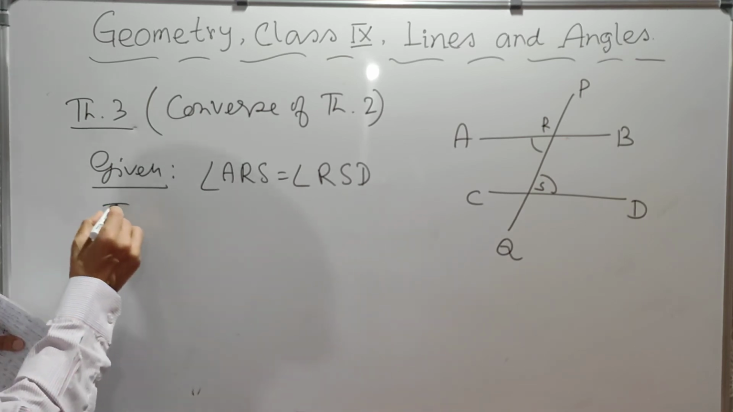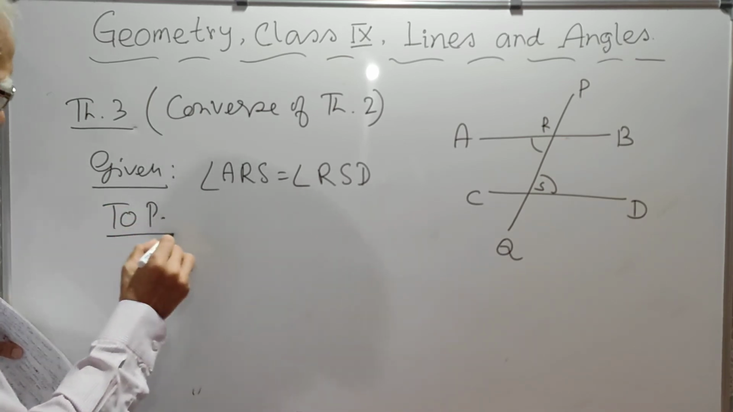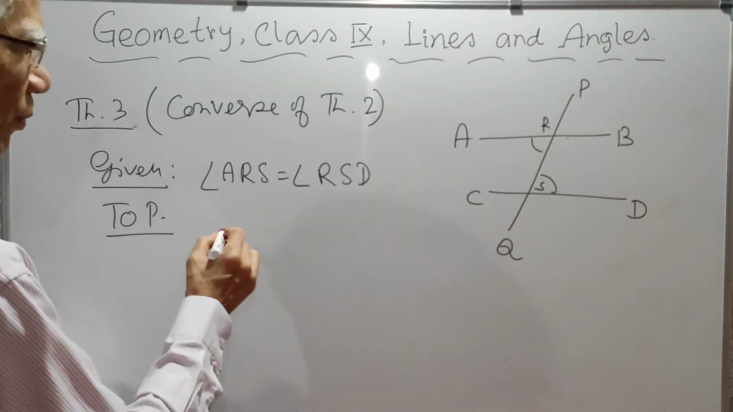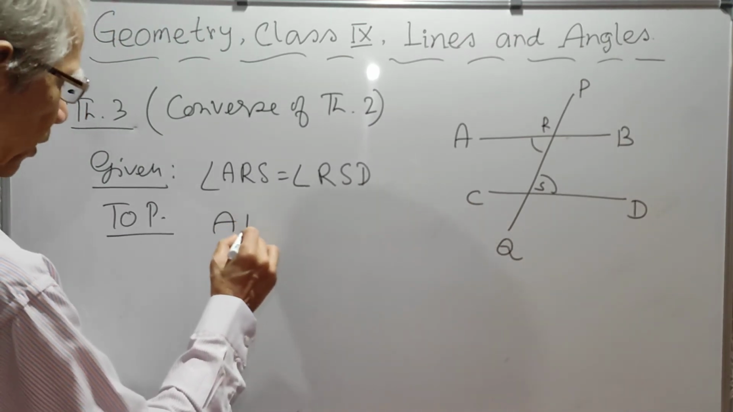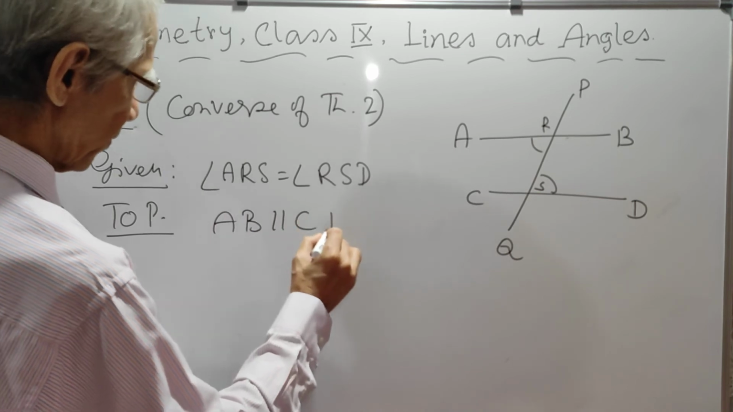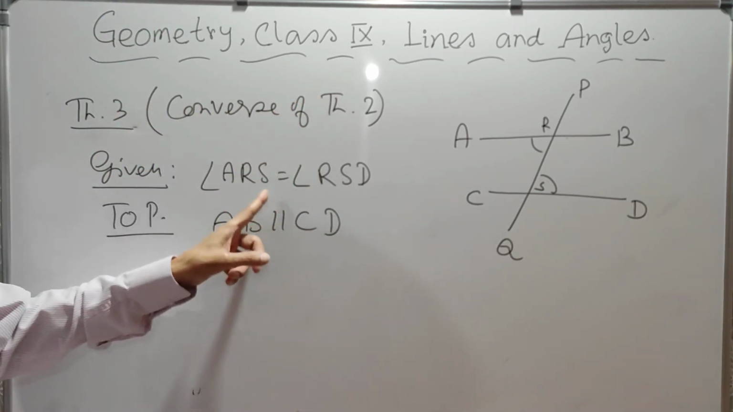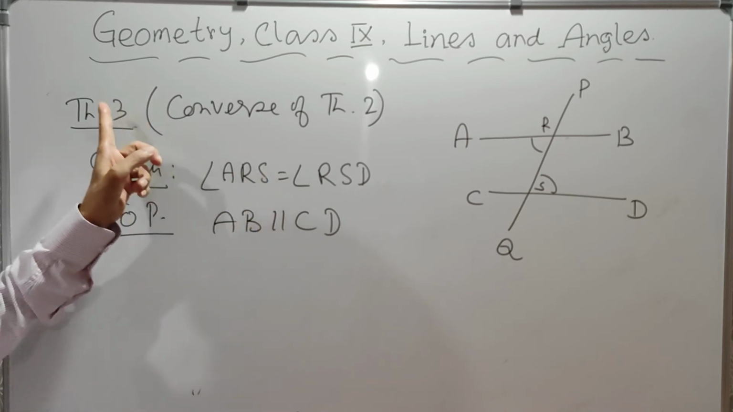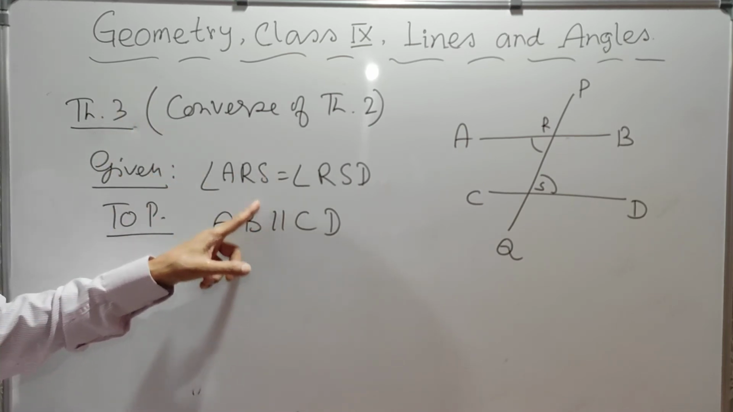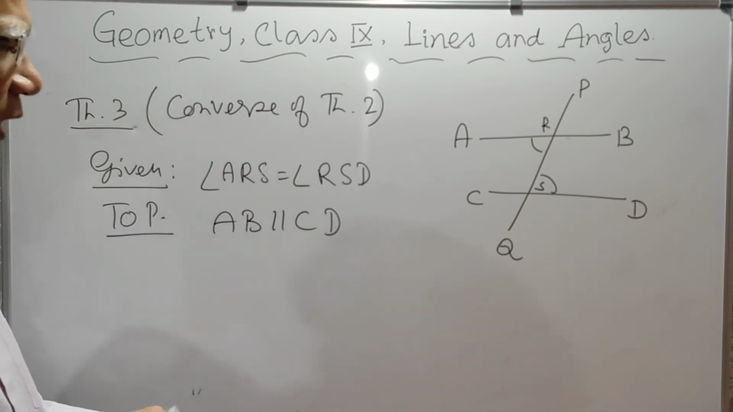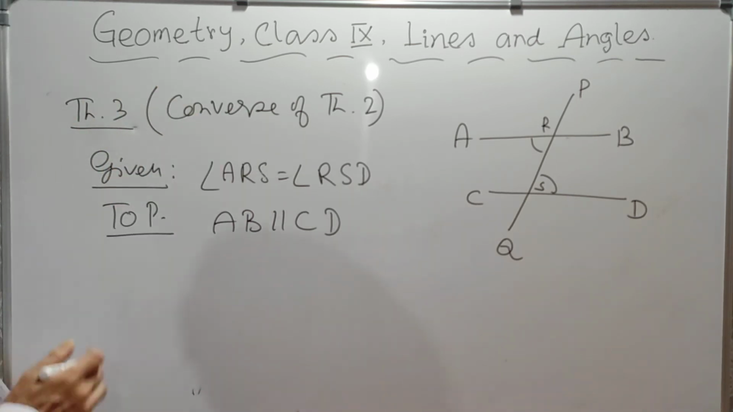And then what to prove? To prove lines are parallel, to prove AB parallel CD. Now in theorem 2, parallel was given and this was to prove. But in theorem 3, parallel is to prove and this is given. Just converse. Okay. Yes, now see how to do the proof.